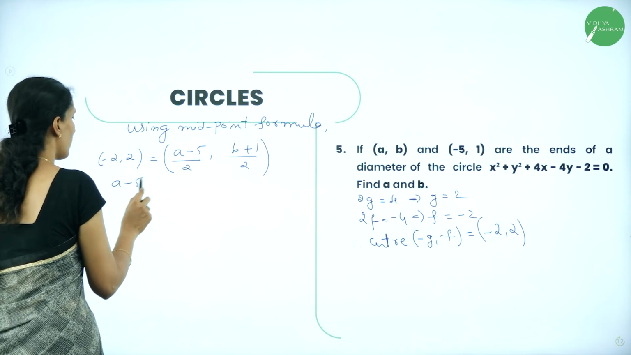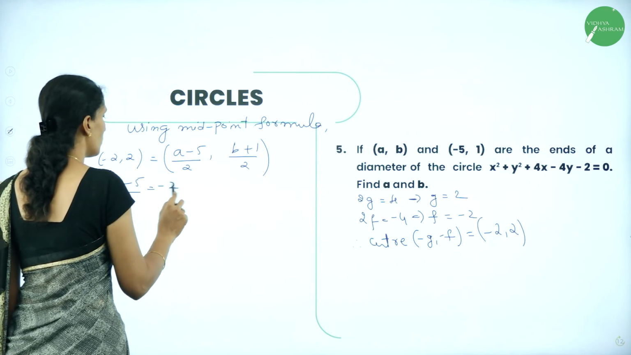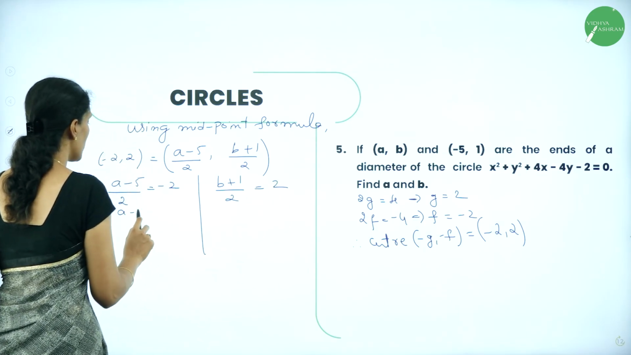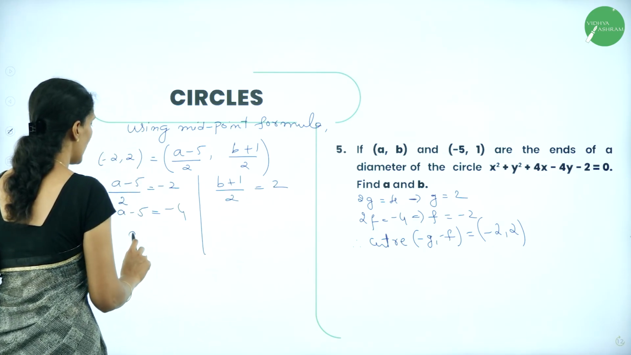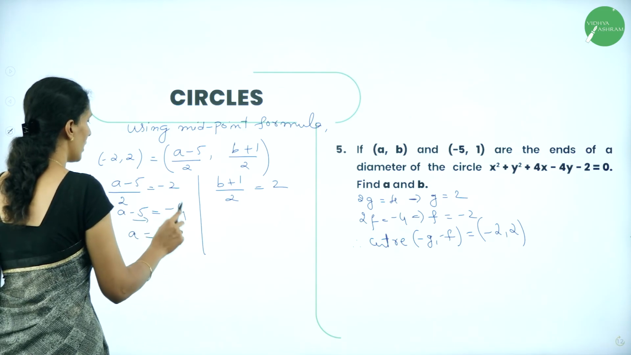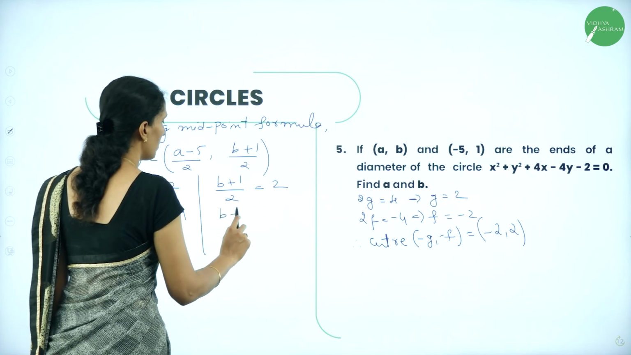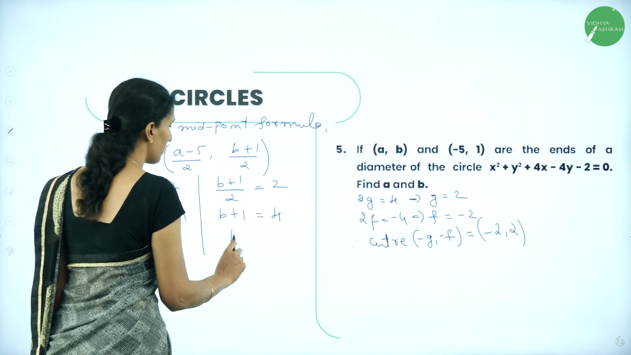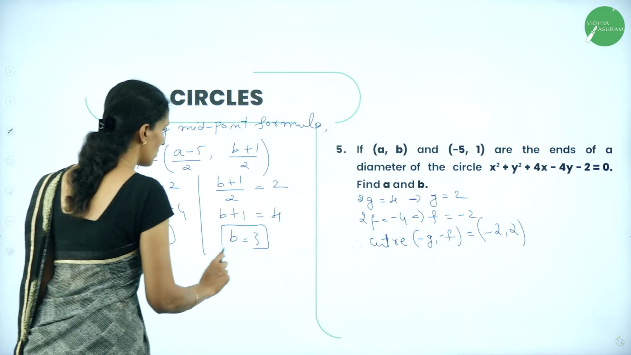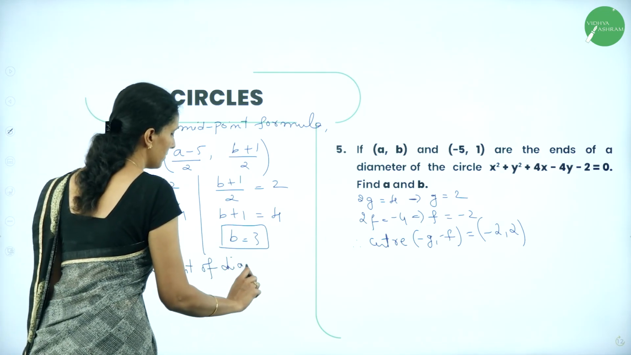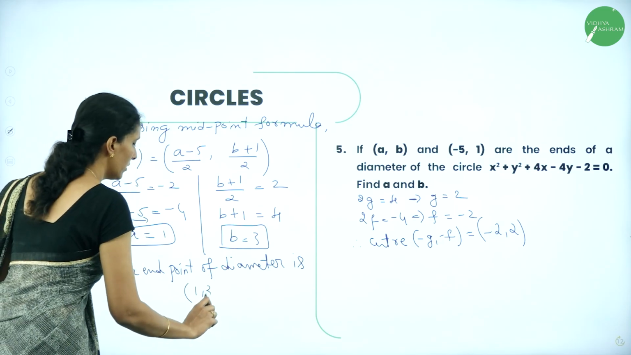So a minus 5 by 2 is equal to minus 2, b plus 1 by 2 is equal to 2. a minus 5 is equal to minus 4, a is equal to minus 4 plus 5. So the value of a is equal to 1, b plus 1 is equal to 4, b is equal to 3. So therefore, the end point of diameter is 1, 3.